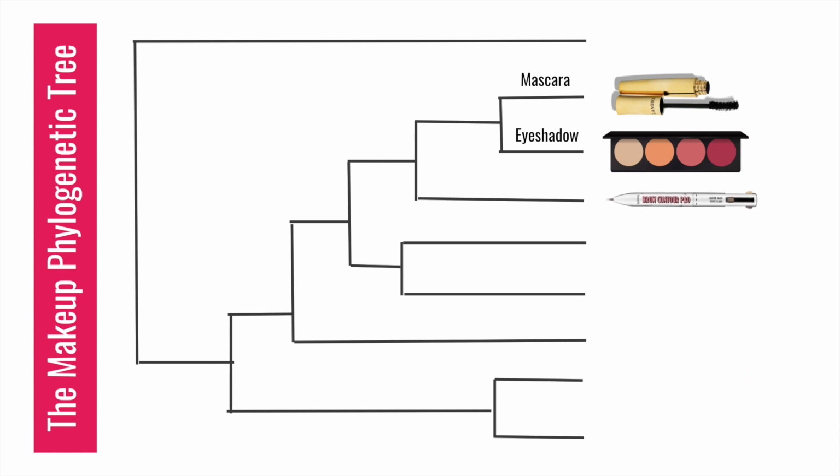Next, I have placed the eyebrow pencil as a lineage below mascara and eyeshadow. Eyebrow products are definitely in their own category, but are closest to eye products. Since they are gradually evolving in their own lineage or branch, you could observe anagenesis for this product.